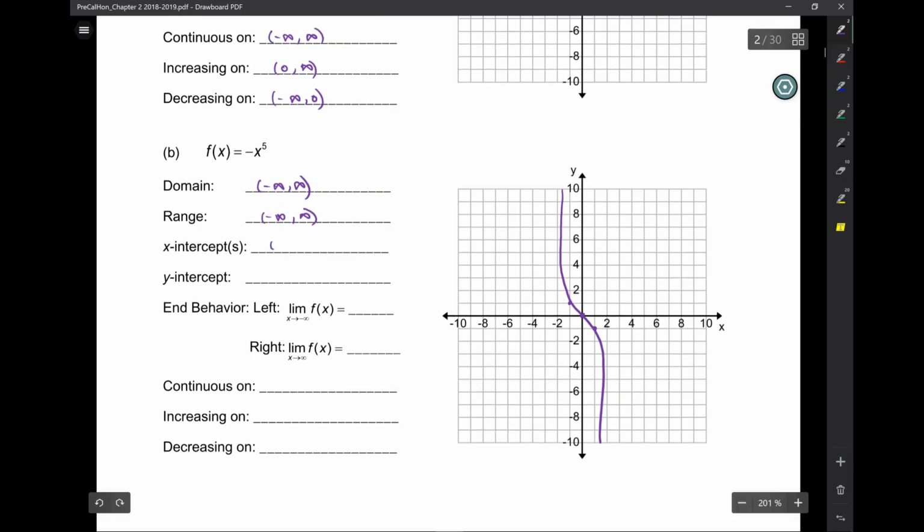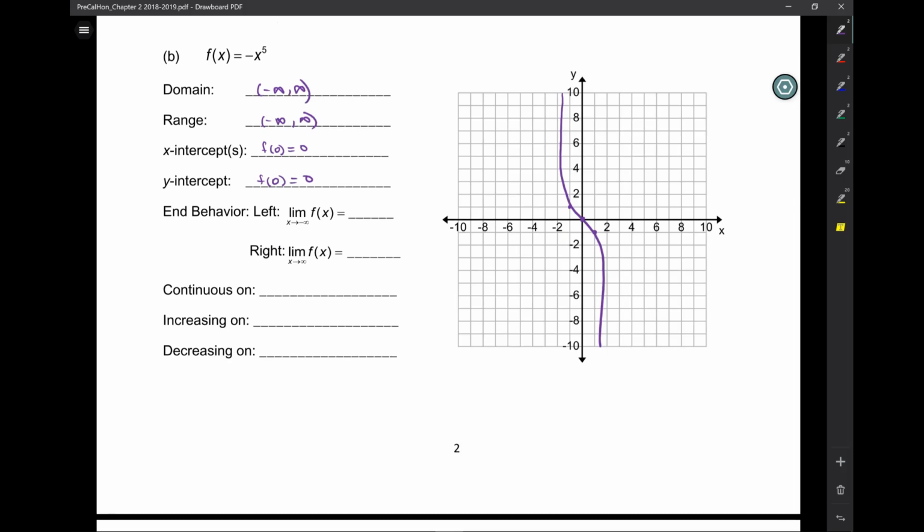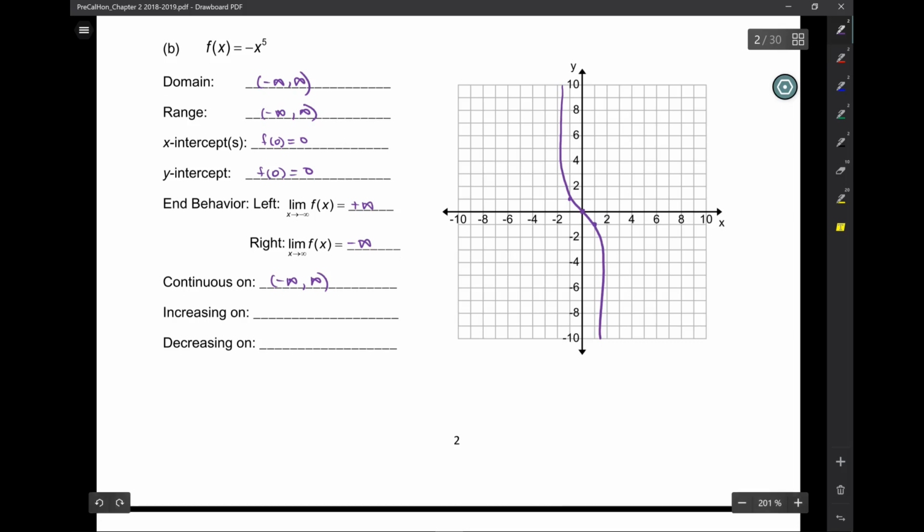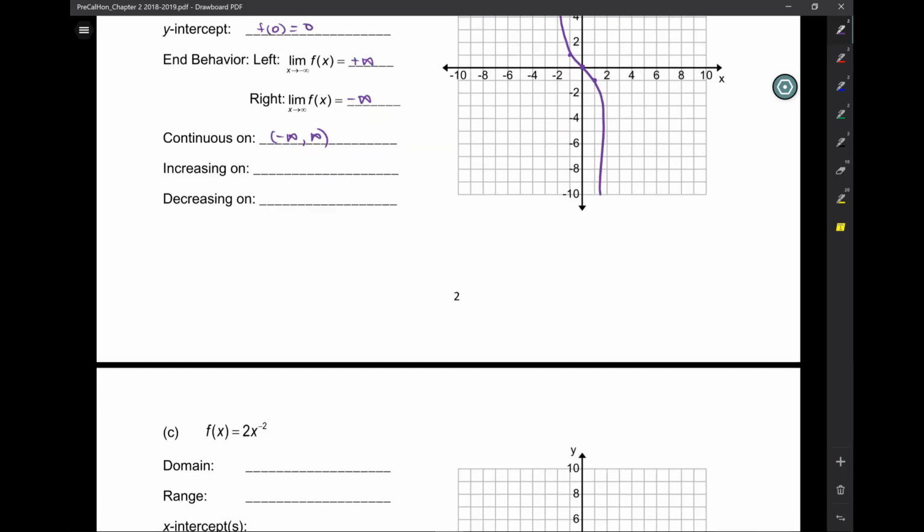All right, x-intercepts, f of 0 equals 0. Y-intercept, same. Okay, left end behavior. What do you think? Positive or negative? Positive, and negative here on the right. It's continuous everywhere. Where is this function increasing? Nowhere. So we just say none. Decreasing. Right. It's decreasing its whole lifespan. All right.